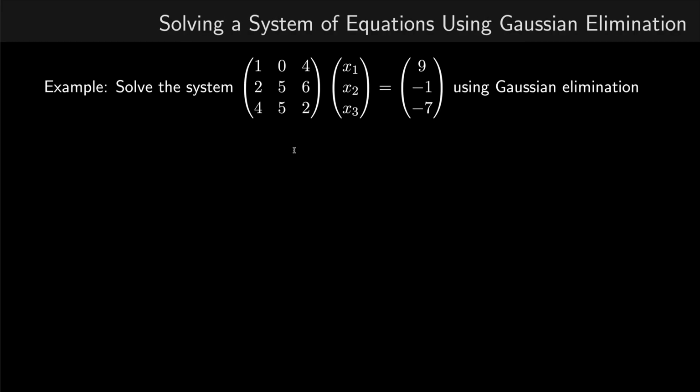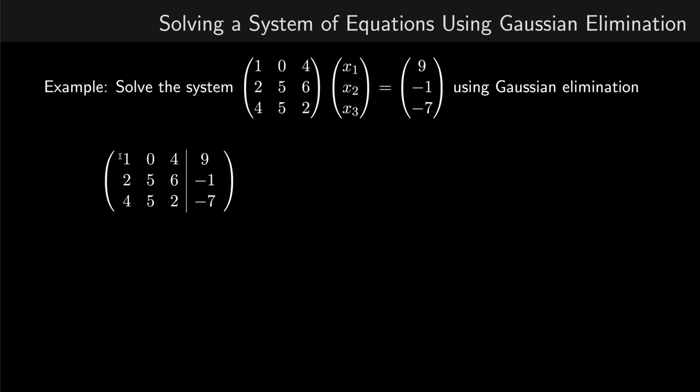So I show this by way of example. Here we've got a system of linear equations. We have three equations in three variables, x1, x2 and x3. We first form the augmented matrix. Here, on the left of the partition we have our coefficient matrix, and on the right of the partition we have our constant vector.